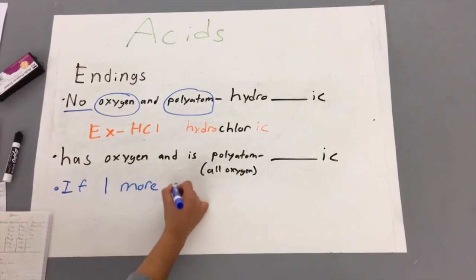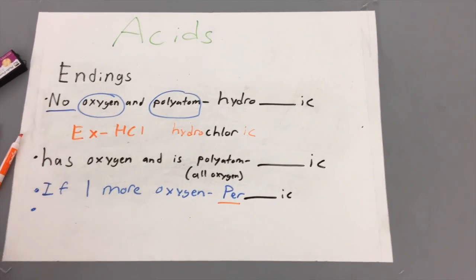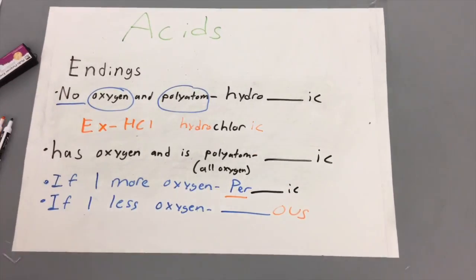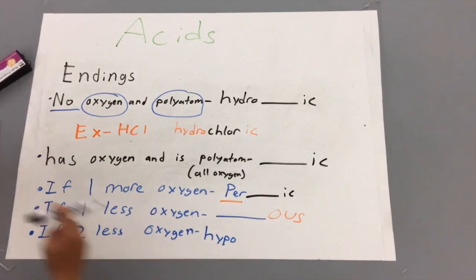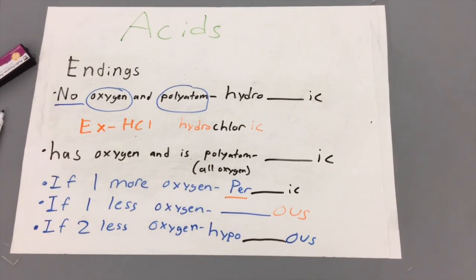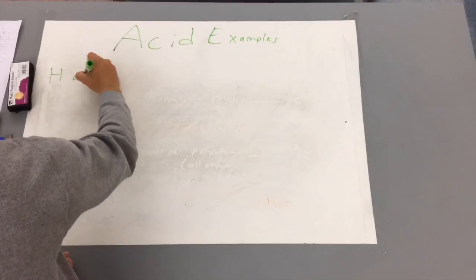If it has one more oxygen than the normal polyatom, you add per, the polyatom name, and ic to the end. If it has one less oxygen than the polyatom should have, you don't have a prefix. You take the polyatom name and add us to the end. And finally, if it has 2 less oxygen, then you simply add hypo, the name of the polyatom, us.